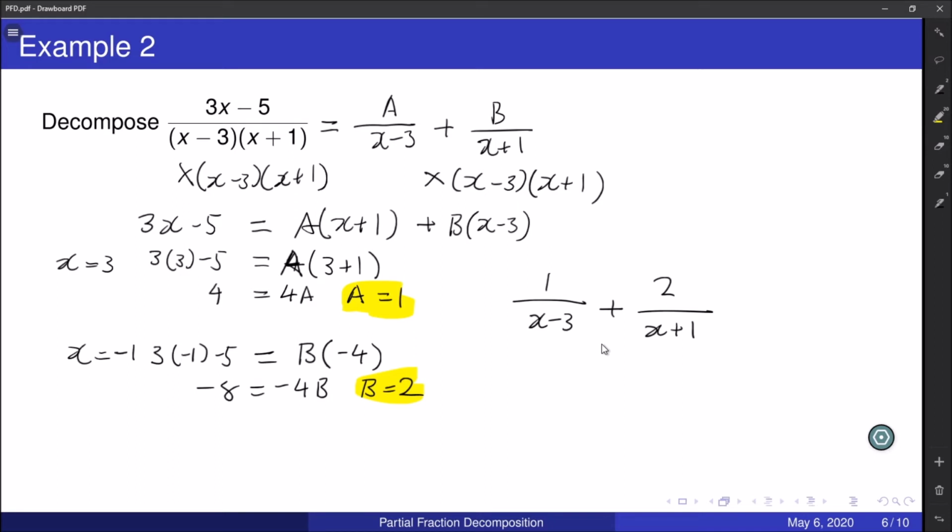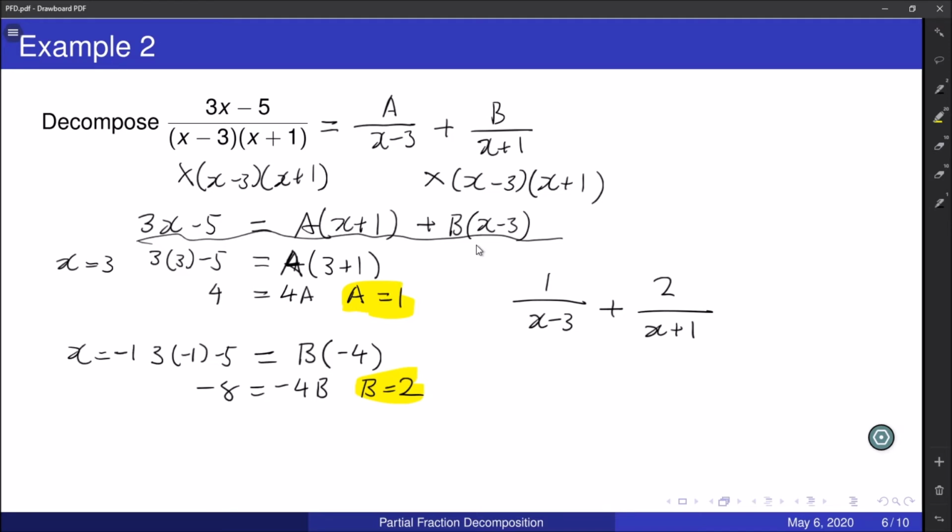Okay. It's pretty straightforward. The takeaway here is once you are at this stage, eliminate by choosing x values that will eliminate b, you can find a, and by choosing x values that can eliminate a, you will find what the b is. It's really pretty straightforward.